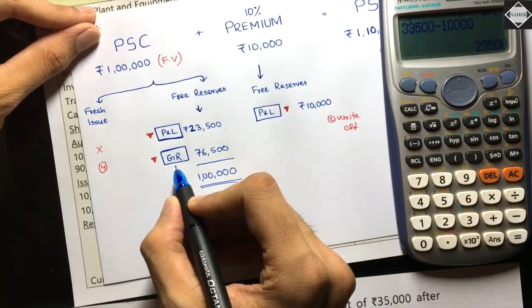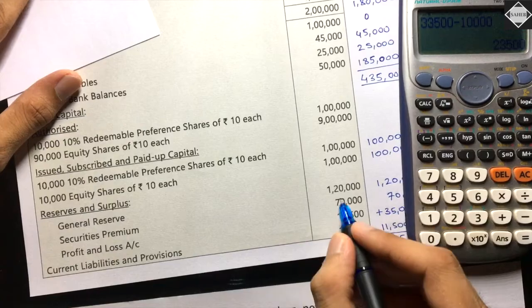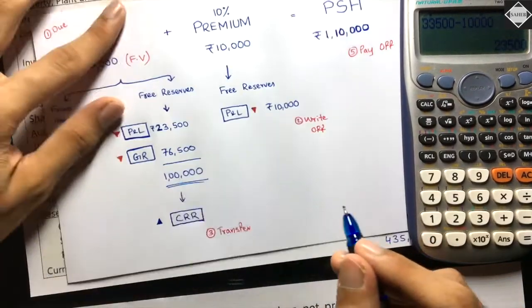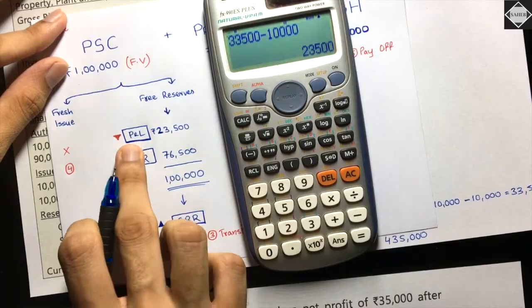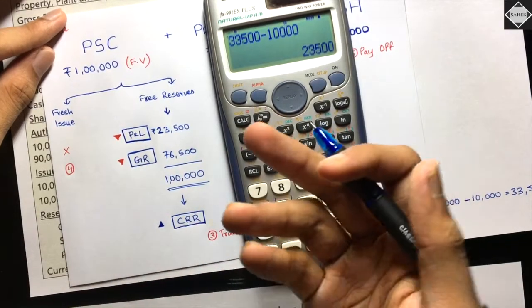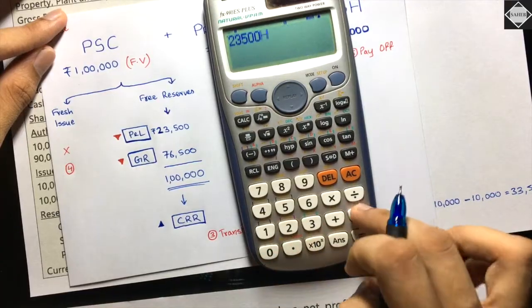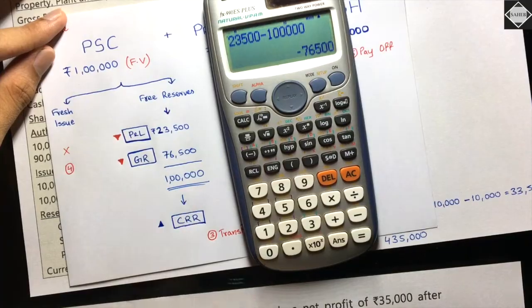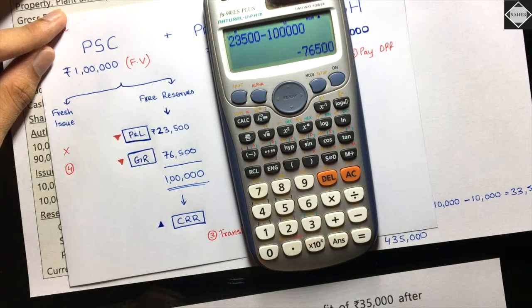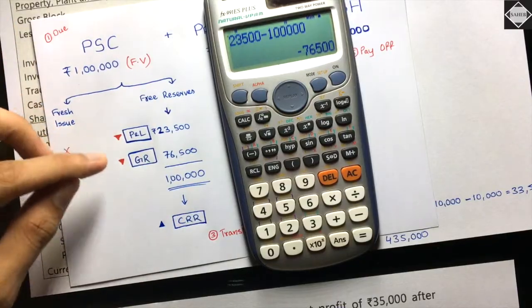And then GR is there. How much do we have in GR? In general reserve, we have 1,20,000. So from GR, I have taken the balance. If 23,500 I have taken from profit and loss, then how much do I need? I need 1 lakh in total. So 1 lakh minus 23,500. The balance I have taken out from GR, 76,500. Easy, understood? Okay. So what will happen in the journal entry? Profit and loss will decrease, GR will decrease.